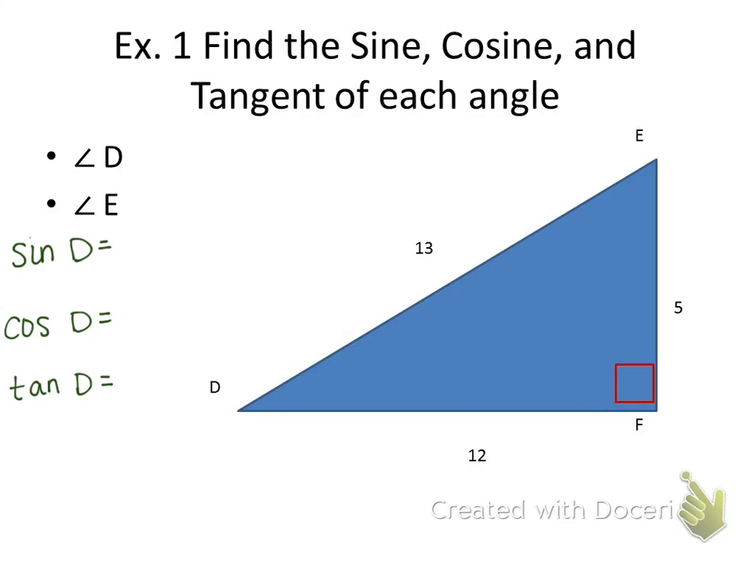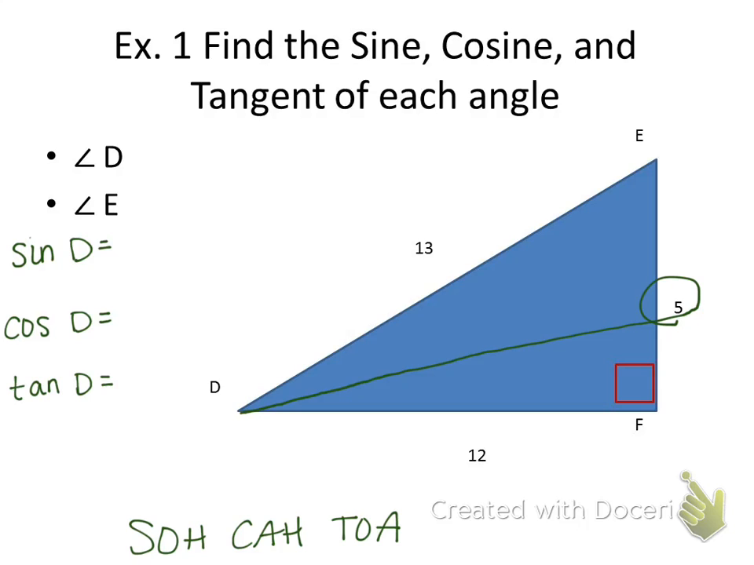All right? So the sine, let's write out our little acronym. SOH CAH TOA. So what is our sine? What over what? Sine is opposite over hypotenuse. Opposite over hypotenuse. So if I'm looking at angle D, which is right here, what is the opposite side of angle D?